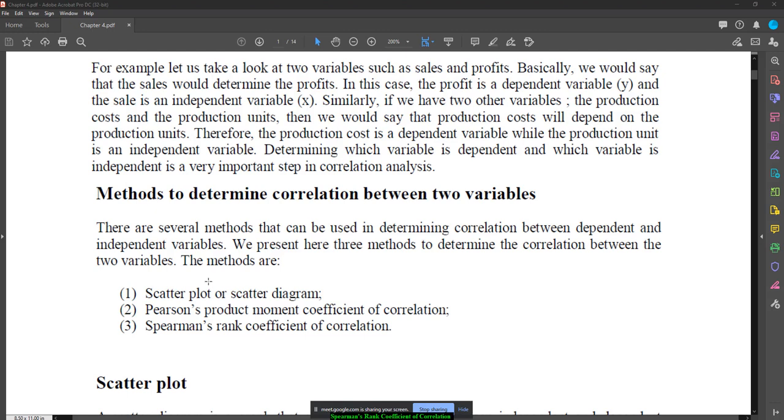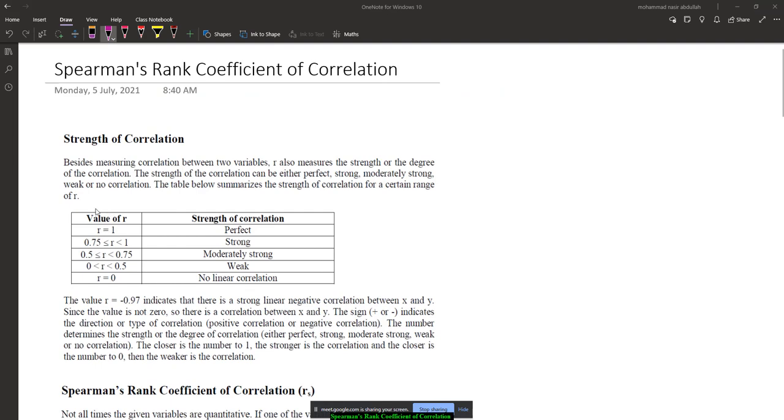The condition when you want to apply the Pearson product moment coefficient of correlation is that there should be two numerical variables. For the Spearman rank coefficient of correlation, it can be two numerical variables or at least ordinal scale variables. Ordinal scale variable means that it can be a categorical variable, at least an ordinal scale variable.